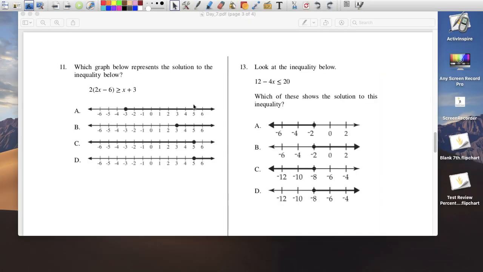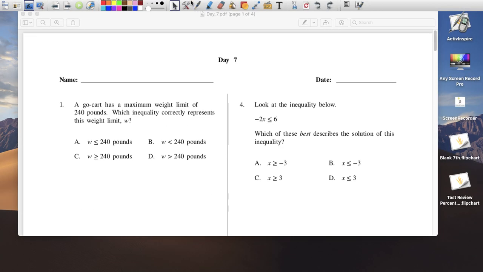Okay, day 7 is on inequalities. A go-kart has a maximum weight limit of 240 pounds. Which inequality correctly represents this weight limit, W?